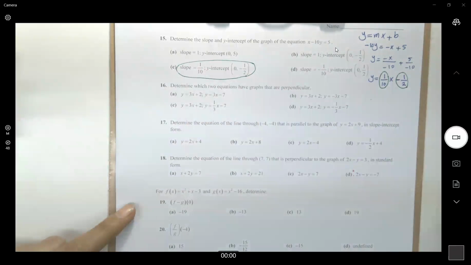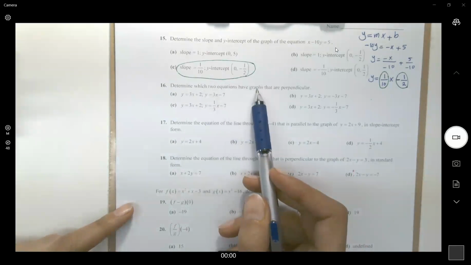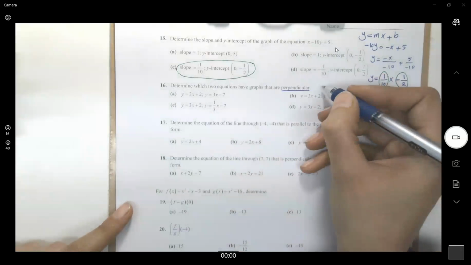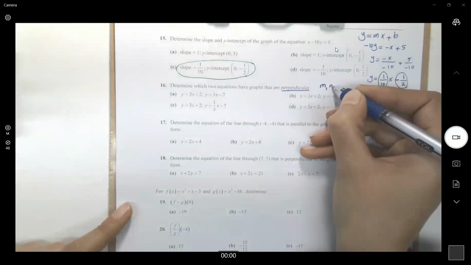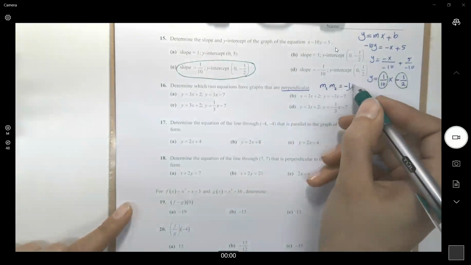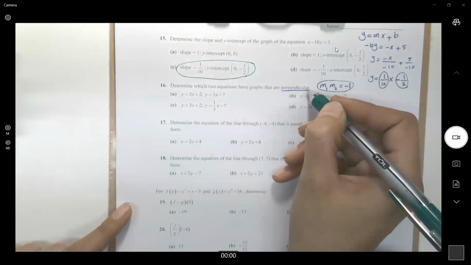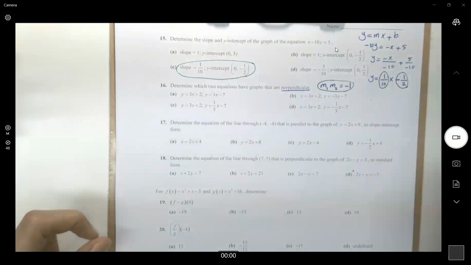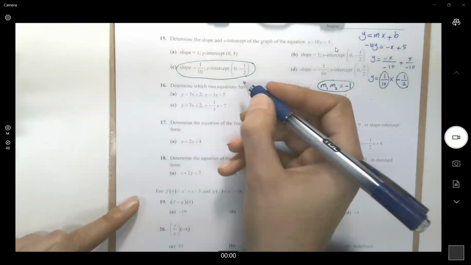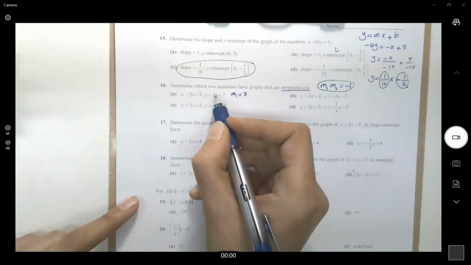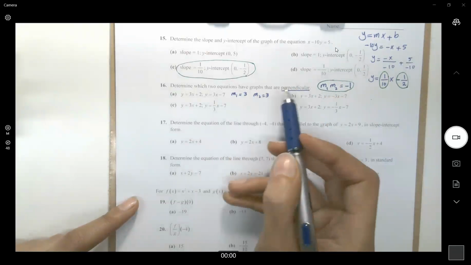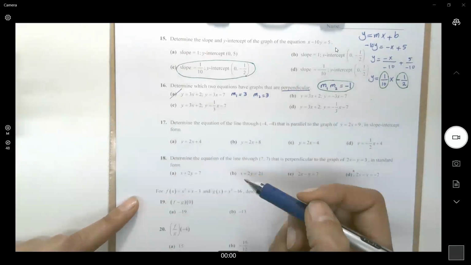Question 16 says, determine which two equations have graphs that are perpendicular. When they are perpendicular to each other, it means that if you multiply their slopes, it is equal to -1. So we need to find the slope of these two lines and check to see if their product is -1 or not. The slope of the first line is 3. M1 is 3. M2 is also 3. If you multiply it, it is 9, not -1. So this is not the answer.